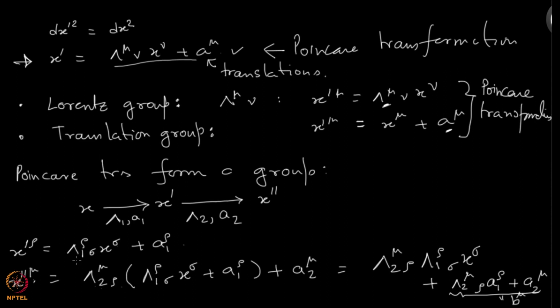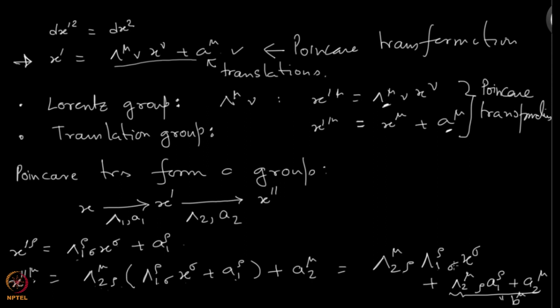And what is X prime? X prime is this, right? So I put it here, lambda 1 rho sigma X sigma plus a1 rho, plus a translation transformation, plus a2. So I should write a2 mu. Okay. Now this I can write as lambda 2 lambda 1 x. So that's what I write here, lambda 2 lambda 1 x, and let's see whether all the indices are fine.